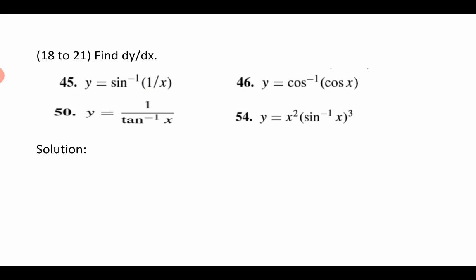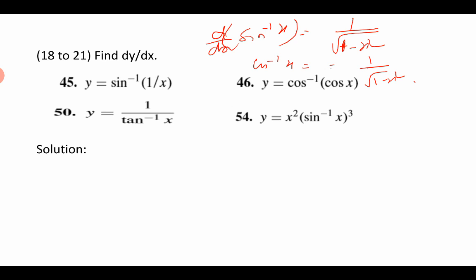Now we are finding the derivative of the inverse functions, sine inverse, cosine inverse, tan inverse, all these things, and we have seen the formula for the derivative of sine inverse. What is it? 1 over root of 1 minus x square. And this way, if you write for cosine inverse, it will be negative 1 over root of 1 minus x square. So let's use that one.